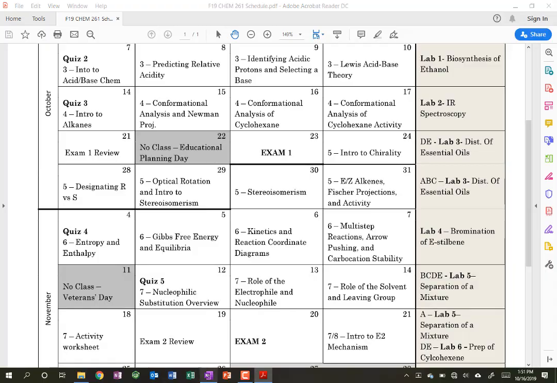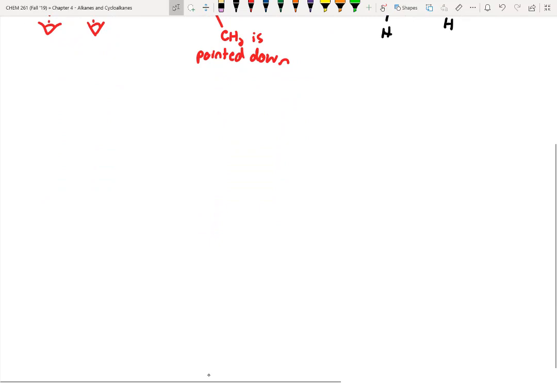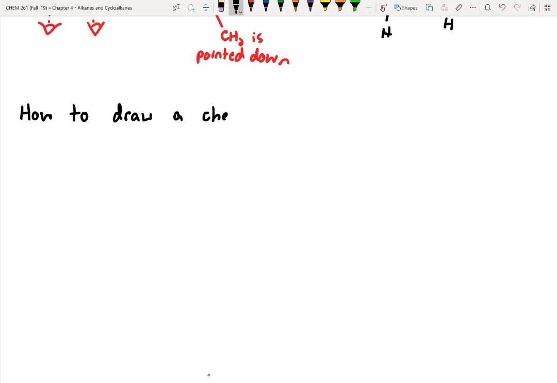In this class, though, we're going to really stick with the chair and bond line structures. The Newman ones are just a pain to draw, in my opinion. All right, so let's do some art class. How to draw a chair. You're like, I thought this was chemistry. Why are we drawing chairs?